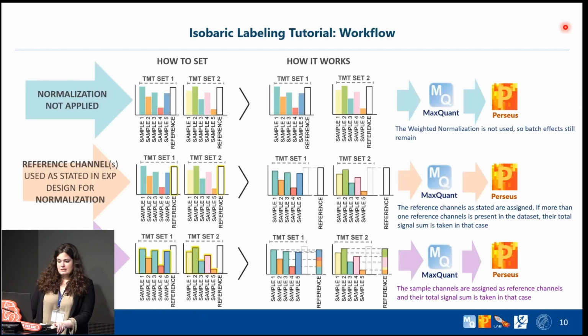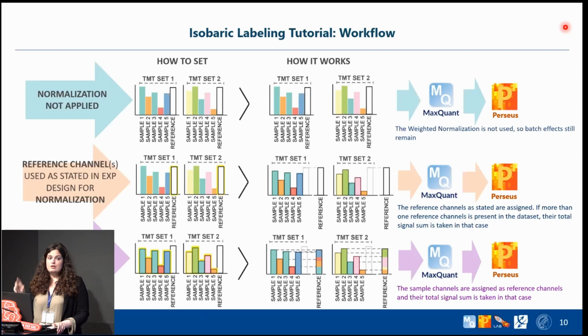And as I said before, we will do 3 different processes. So it will be one process in MaxQuant without the normalization, another process using the normalization by reference channel, then the sample channel. And as there are 3 MaxQuant processes, there will be 3 different downstream analyses in Perseus.